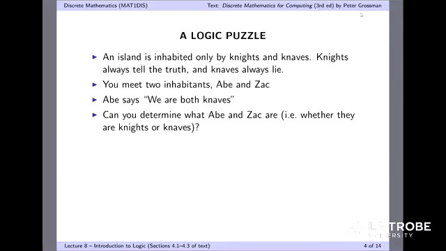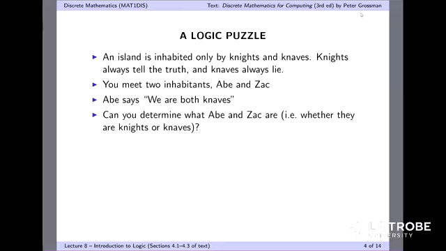Zach is a knight. How do you know? Well, if they were both knaves, they wouldn't get to lie. So Abe would have to be a knave to lie instead of they're both knaves. I'm inclined to that. They can't both be knaves.